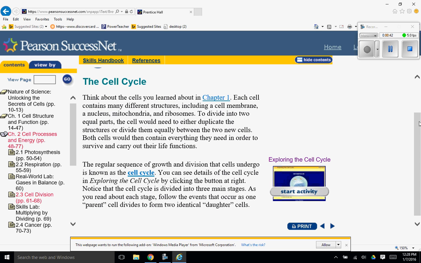You can see the details of the cell cycle and exploring the cell cycle by clicking the button at the right. Actually, I already showed that to you, and those of you who had started in class, maybe you wrote it down from the textbook. As you read about each stage, follow the events that occur as one parent cell divides to form two identical daughter cells.